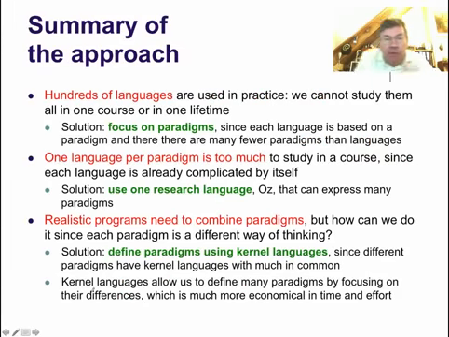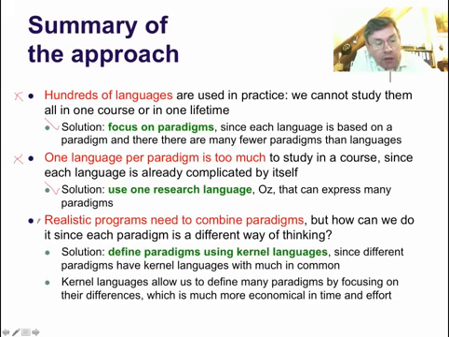So let me briefly then summarize the approach. So first of all, hundreds of languages. We can't learn hundreds of languages. Solution, focus on paradigms, since there are many fewer paradigms than languages. Then going on, one language per paradigm is already too much, since the languages are complicated and they can't talk to each other. Solution, using one research language that can express many paradigms that is simple.